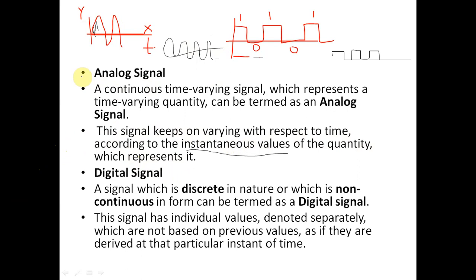Analog signal is used for low bandwidth signal, while the digital signal is used for high bandwidth signal. Again I repeat, analog signal is used for low bandwidth signal. BW is nothing but bandwidth, and digital signal is used for high bandwidth signal.